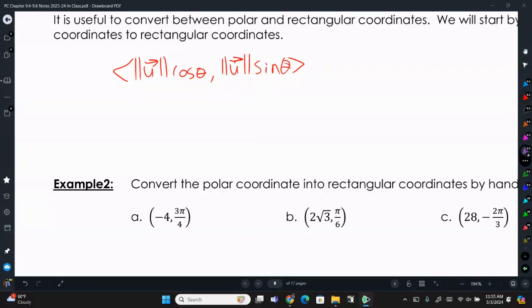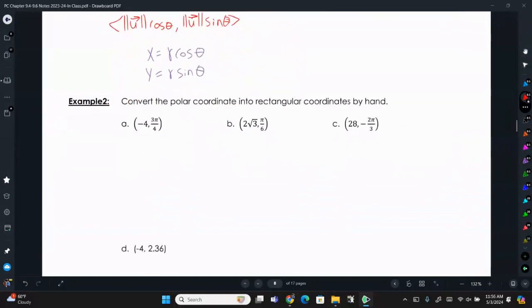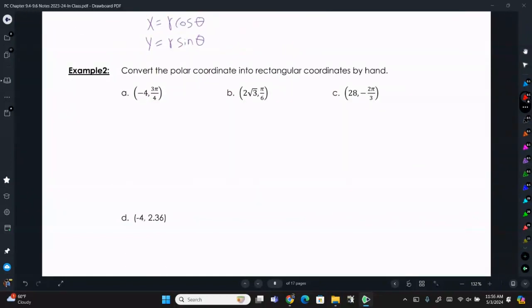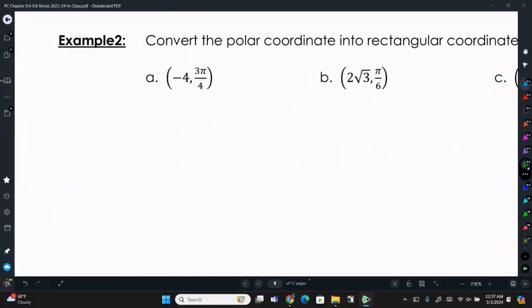Same idea with these polar coordinates, that the x coordinate is going to be r times the cosine of theta, and the y-coordinate is going to be r times the sine of theta. So we would just use our calculator, unless it's on the unit circle, then we would use the unit circle values instead of our calculator. So example 2, convert the polar coordinate into rectangular coordinates by hand. So we have negative 4 comma 3 pi over 4.